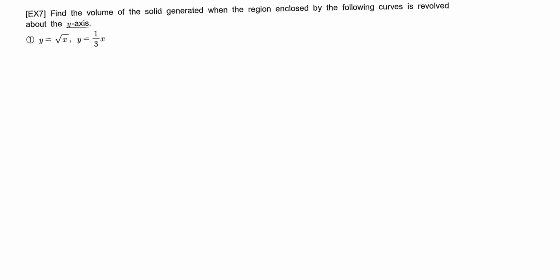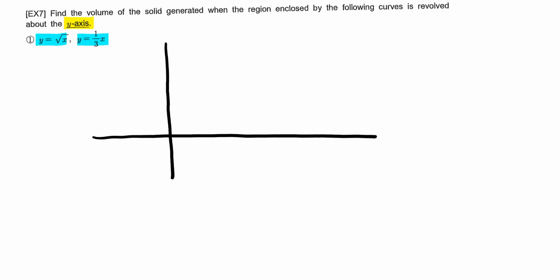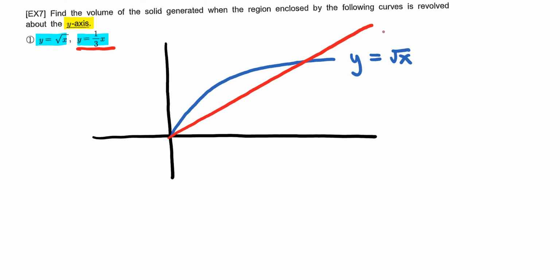All right, this is the very first question where we need to find the volume of the solid generated when we're rotating around the y-axis. And since we have two equations, we're still using the washer method here. So for the washer method, let's go ahead and graph these two functions. I have this function here, y equals root x, and then I have this linear line, which is 1/3 x, so I'm going to just graph it like that. That's y equals 1/3 x.